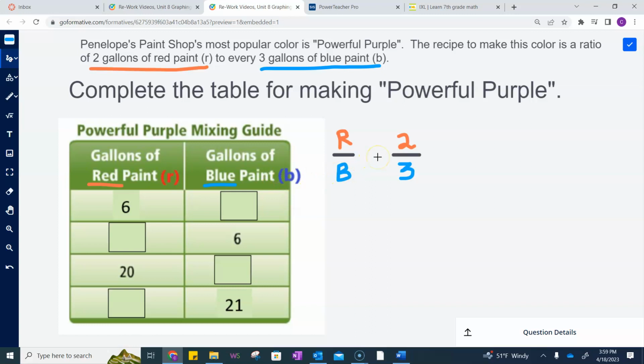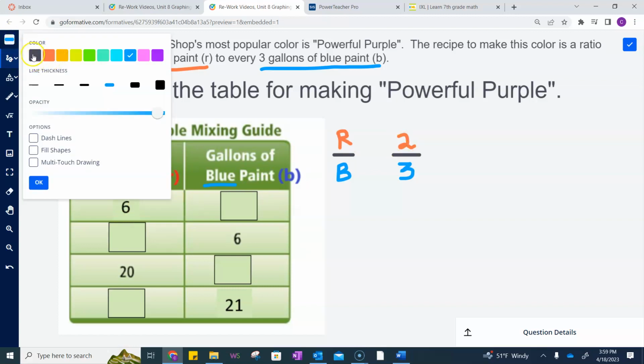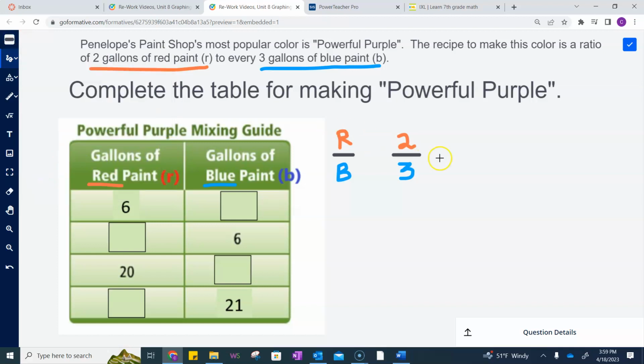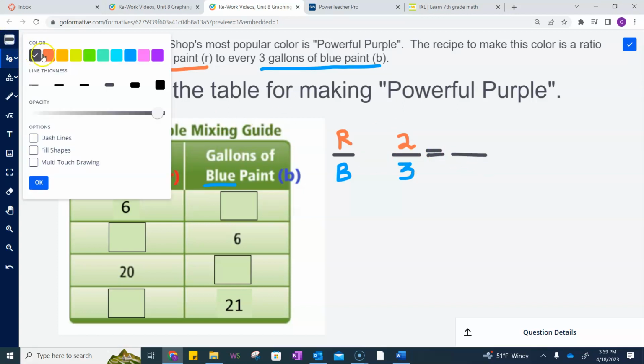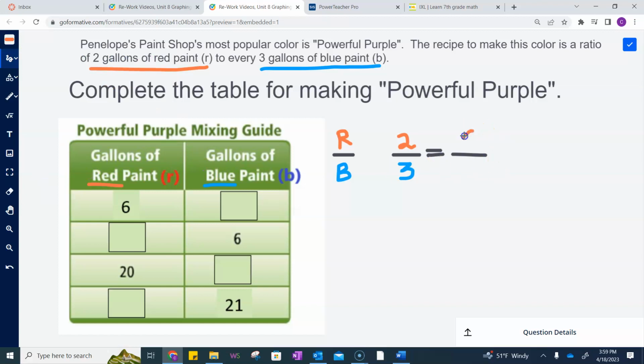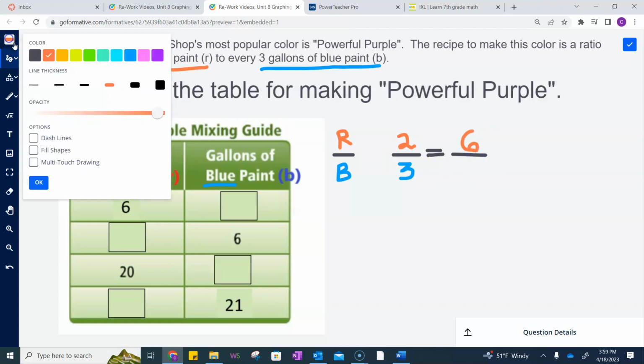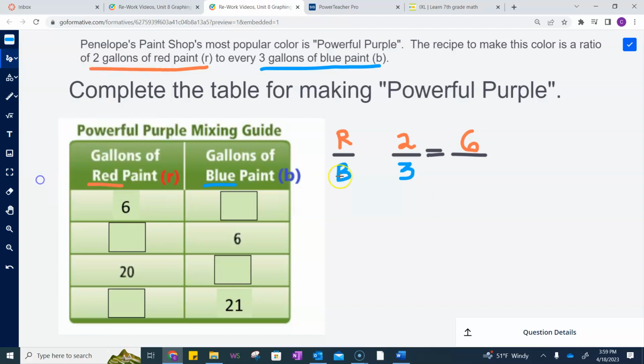So we're going to need to use the ratio they gave us. They gave us 2 red to every 3 blue. So I'm looking at my table and I need to figure out if I scale up my 2 gallons of red to a 6, how many gallons of blue am I going to need to mix with that so I get the right colored purple to come out? So we're just going to set up equivalent fractions here using the ratio they gave us, 2 to 3, in order to compute the missing value for the table.